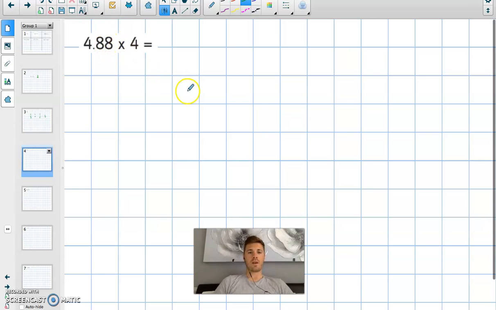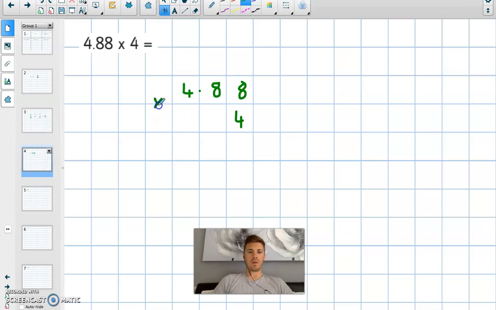Okay, 4.888 multiplied by 4. So using the formal method for this one, we put the 4 down here in line with our smallest digit, because we have to multiply each of those digits by 4. So 8 multiplied by 4 is 32. Carry the 3. 4 times 8 again is 32. Add the 3 to it is 35.